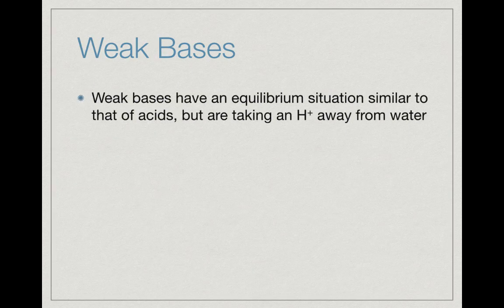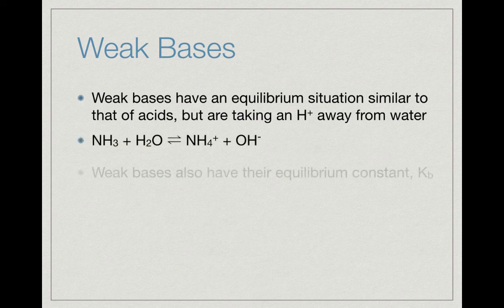Weak bases, on the other hand, just like weak acids, have an equilibrium situation that sets up. But rather than having an H plus being donated to the water, what's happening here is that our H plus ions are getting taken away from water by the base. So if we look at ammonia, ammonia plus water goes to NH4 plus plus OH minus. And we see that we have an equilibrium situation setting up there. So the NH3 is taking the H plus away from water, causing the ammonium ion and hydroxide to form. And hydroxide can take the H plus away from the NH4 plus, giving us water and ammonia back.